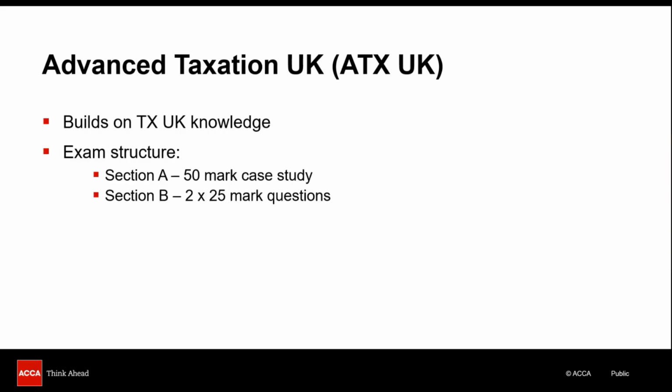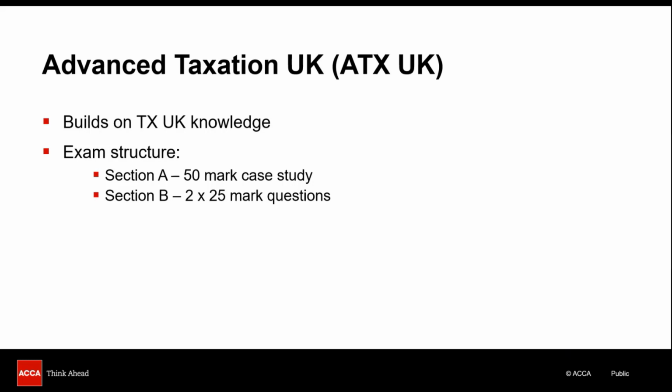The ATX exam is in two sections. Section A is a 50-mark case study question comprised of 40 technical marks and 10 professional skills marks. Within the technical marks will be 5 ethics marks. The case study will be based on one scenario and it will usually test both personal and business taxes. Section B is made up of 2 25-mark questions comprised of 20 technical marks and 5 professional skills marks each. All questions are compulsory and can test any area of the syllabus.